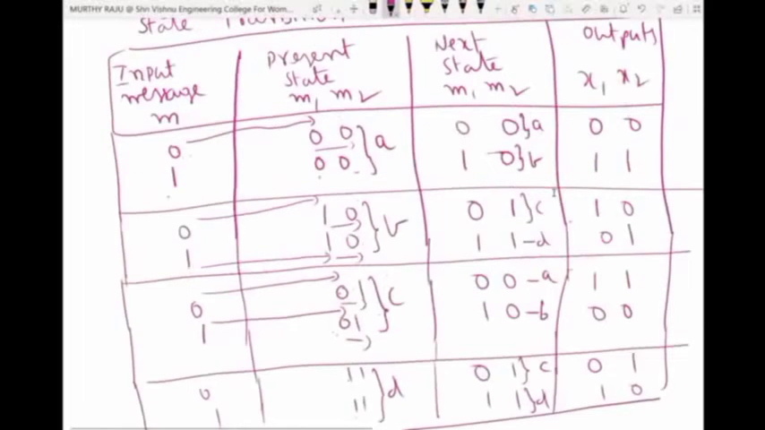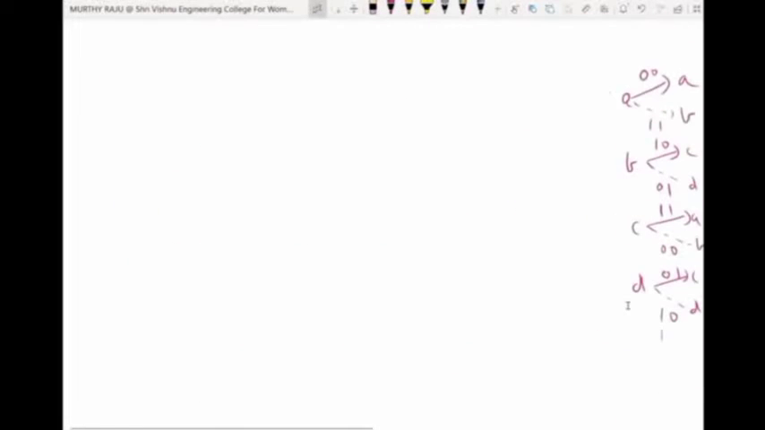C to A, C to B. That means 1 1 0 0. D to C and D to D. The output is 0 1 1. By using these signal flow graphs, I have to draw the code tree.